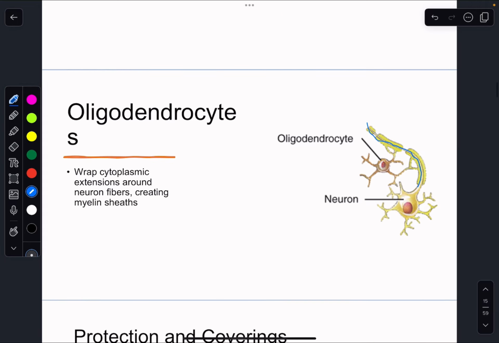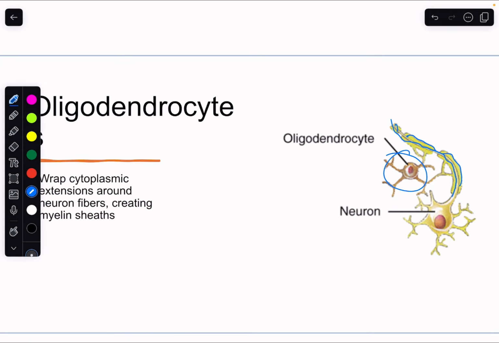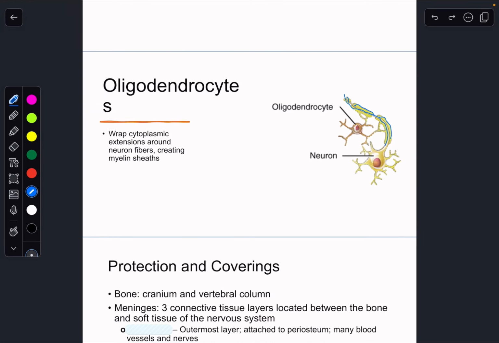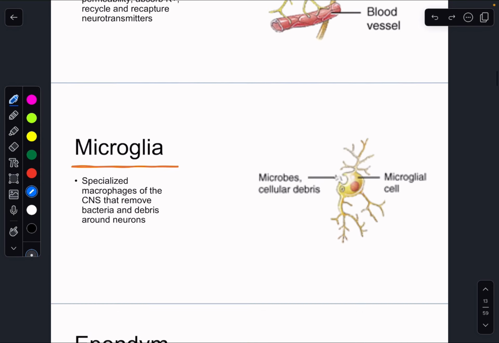And then finally, we have the oligodendrocyte. The oligodendrocyte wraps cytoplasmic extensions around the neuron fibers, which creates the myelin sheath. So in the blue outline, that right there is the axon, and surrounding the axon is the myelin sheath, and that's what the oligodendrocyte does. They wrap cytoplasmic extensions around neuron fibers. As you can see right here, it's already demonstrating it. They wrap around the neuron. All right, that should be it for the four neuroglia.